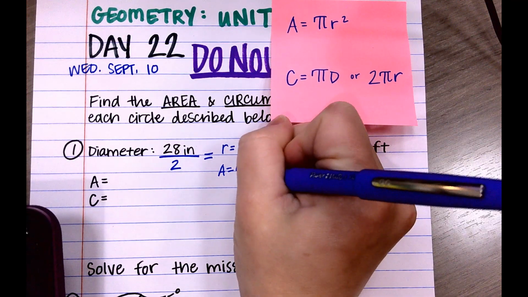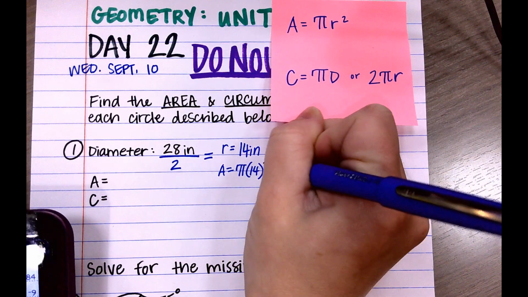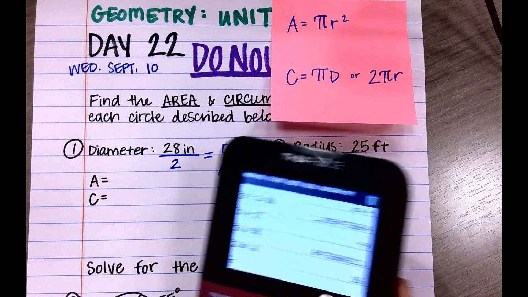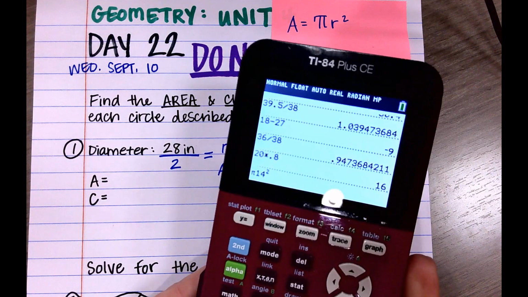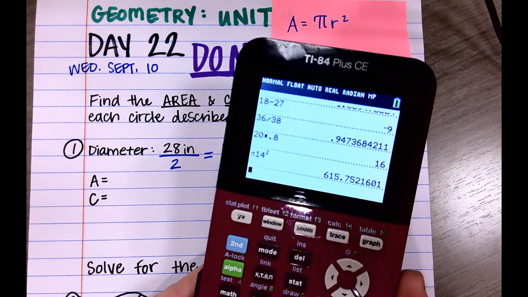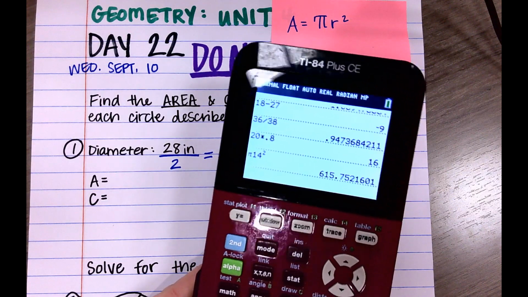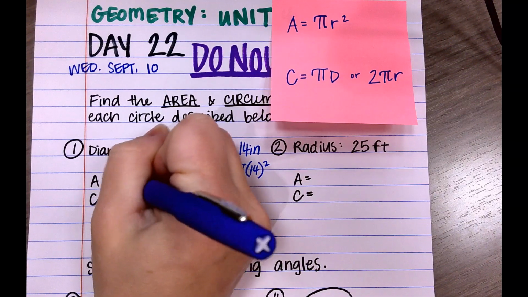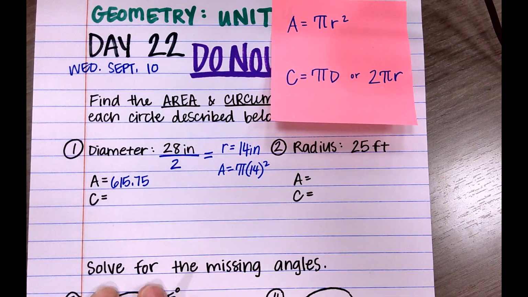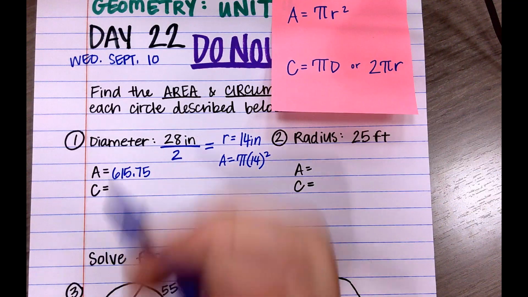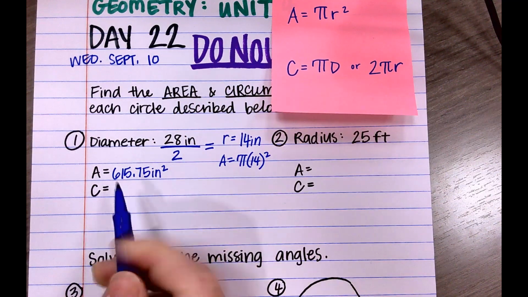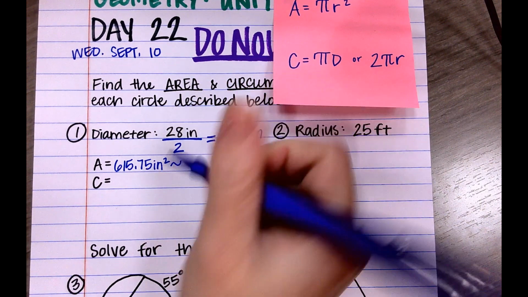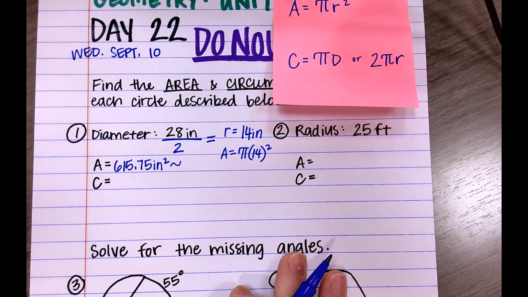Area is pi times 14 squared. So let's see, pi times 14 squared, and we get an approximate answer of 615.75. And what would my units be? Inches squared. Now remember, because this is not an exact answer, it's approximate, we will put that little tilde at the end to show that it's not exact.